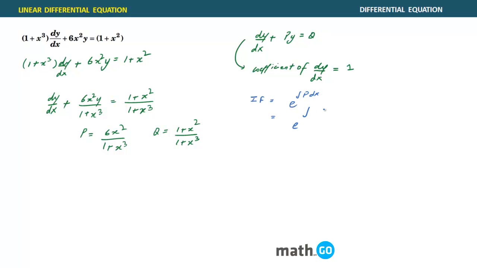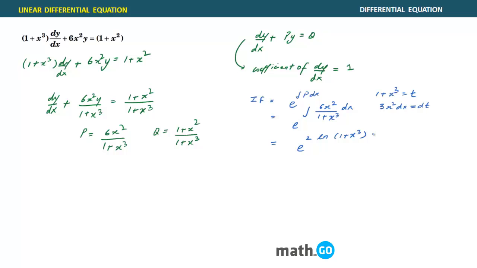Here, what is the value of p? P is coming out to be 6x square upon 1 plus x cube. What is the derivative of x cube? So if I say 1 plus x cube, you can see very easily, this is a very simple integration that I have taken. So this is nothing but this, so this is twice. In fact, the integral will be 2 times ln 1 plus x cube, right?